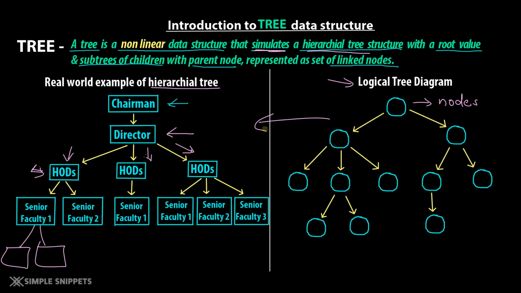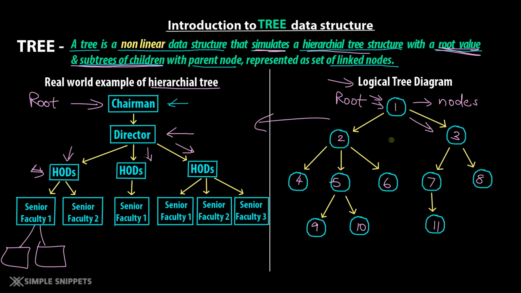It looks pretty much like this, with a root value. The top node is called the root node. So this is the root, which is at the top. In the real world example, the chairman would be the root. Then we have subtrees of children. This root node is pointing to two child nodes, that is, 2 nodes below it. Let's name these nodes. I'm going to say 1, 2, 3, 4, 5, 6, 7, 8, 9, 10 and 11. I've just named them randomly. It's not like there is a particular way to name them. This is just for our reference for now.